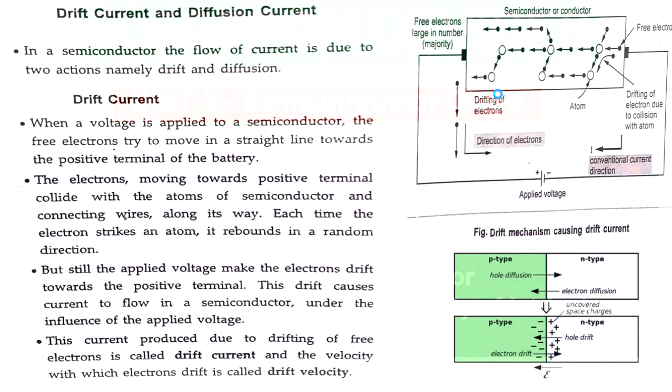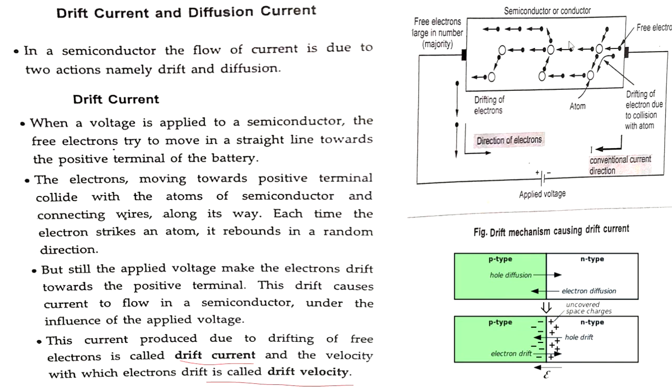So there are two types of current in the semiconductor, that is drift current and diffusion current. There is a major difference between the drift and diffusion current. Whenever we apply an external voltage across the semiconductor bar, there will be a random flow of the electrons which will collide with the electrons in another atom. That random electronic strike on an atom will generate a new current which is called the drift current. The drift current depends purely upon the applied voltage, and the current produced due to the drifting of free electrons is called the drift current. The velocity with which the electron drifts is called drift velocity.